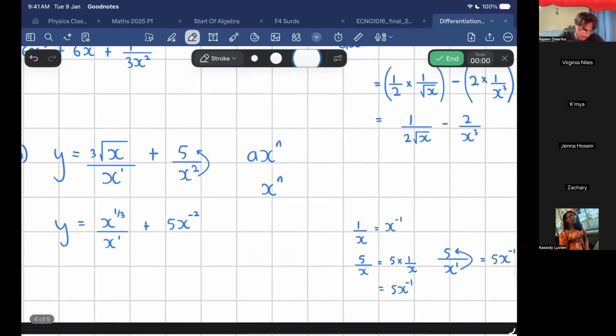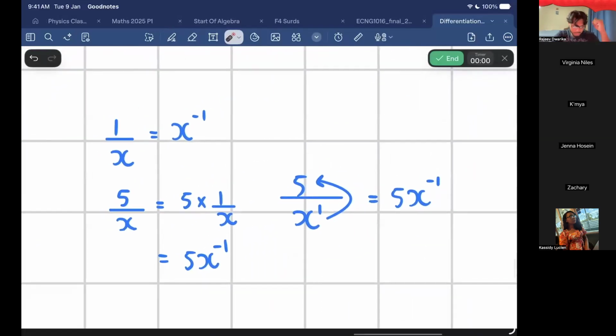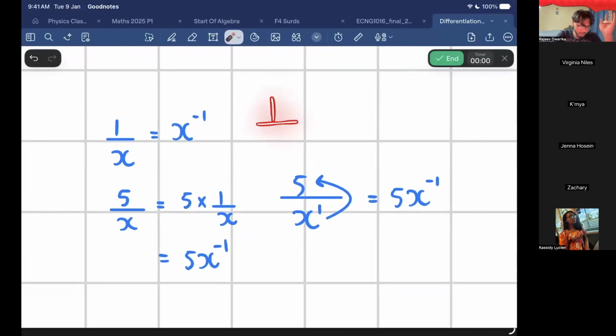What if I tell you that question is the exact same thing? Like, not literally the exact same thing. Look at it for yourself. So, Jenna, 1 over x. Right?